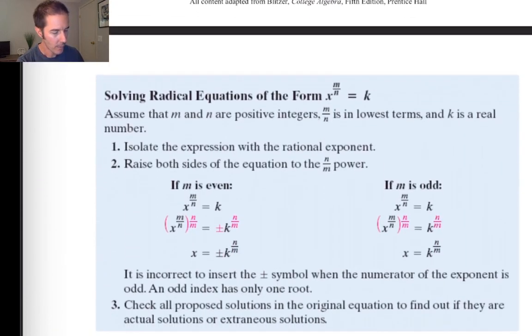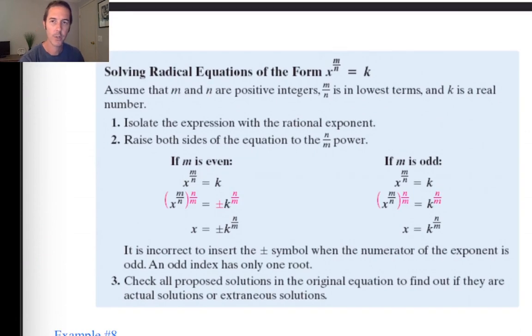And when you're solving a radical equation that's of the form x to the m over n equals k, there are two very subtle things that you have to watch out for. And those are articulated well here. If the numerator of your exponent is even, then you have to put in this plus or minus symbol. And that's not a big surprise.